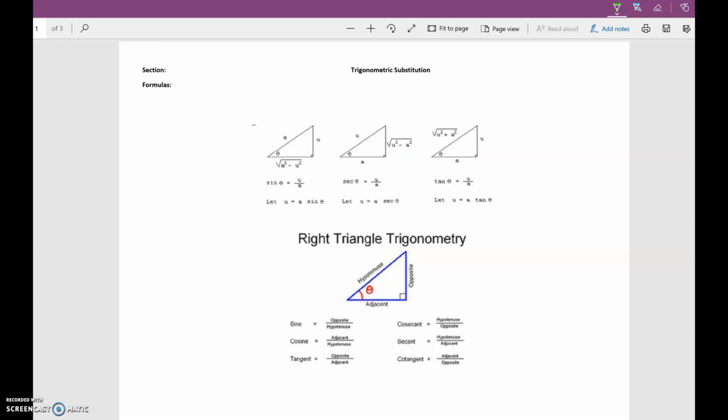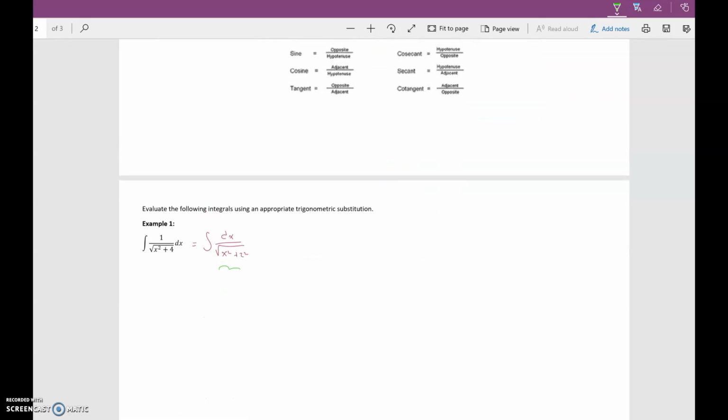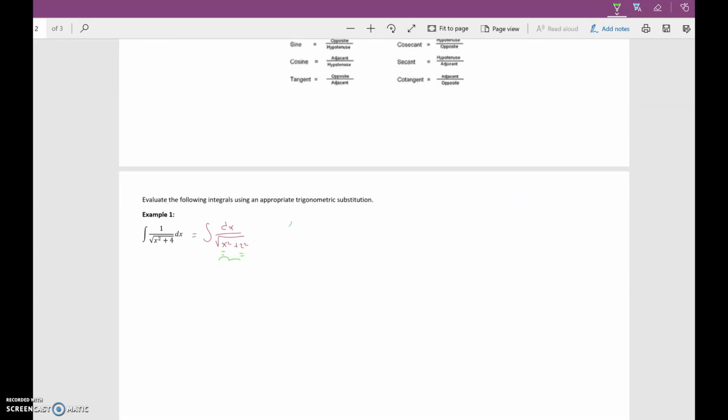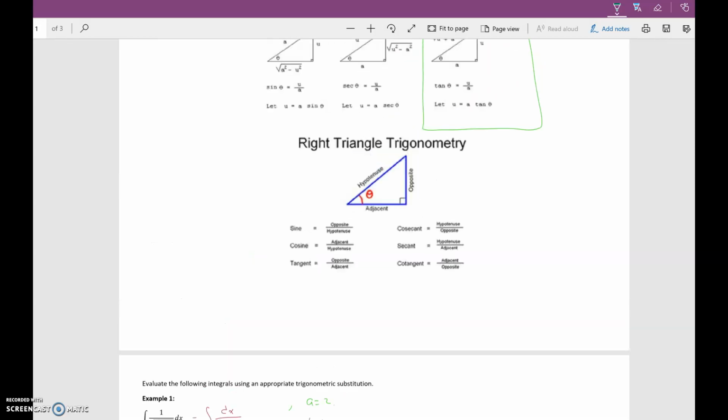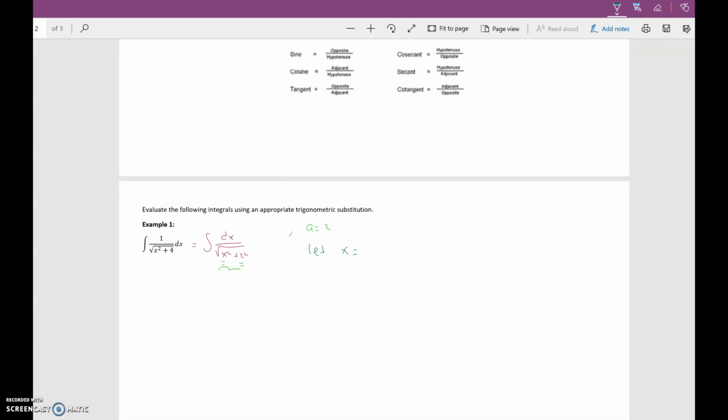You may have to rewrite the a as a squared, but in this case, we have an integral where the radical has a variable to the second power and a constant to the second power. So this is the scenario that we're looking at. For this particular problem, I'm going to say that a is equal to 2. And the substitution that we're going to use, this one fits the tangent of theta. So let x equal 2 tangent of theta.